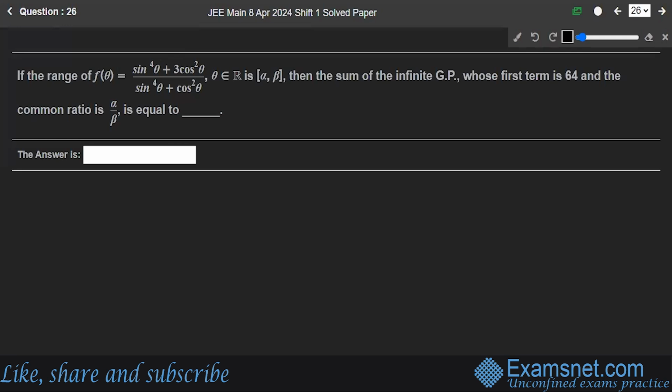Question number 26. If the range of the function f theta, which is given by this, where theta belongs to the real numbers, is alpha beta, this is the range of the function, then the sum of the infinite GP whose first term is 64 and the common ratio is alpha upon beta is equal to. So basically you have two parts of the question. The first part, I'll calculate alpha and beta and use that to solve the second part. Let's go. Here you have f theta is sine power 4 theta plus 3 cos square theta divided by sine power 4 theta plus cos square theta.